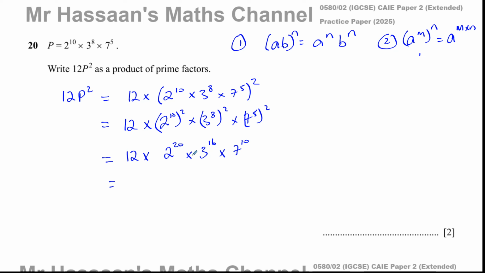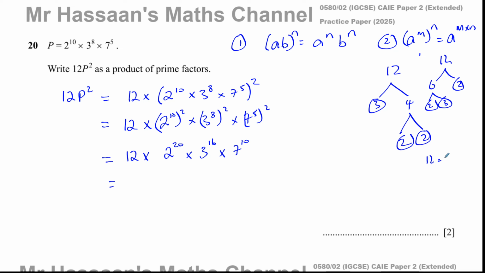Now, I want these in prime factor form. The 12, I can split up into a product of its prime factors. 12 is the same as 3 times 4, and 4 is the same as 2 times 2. These are the prime factors of 12. I could have even done 12 is equal to 6 times 2, and then 6 is equal to 2 times 3. So in the end, I'll still get the same thing: 12 is equal to 2 squared times 3. So we've got 2 squared times 3, that's the 12, times 2 to the power of 20, times 3 to the power of 16, times 7 to the power of 10.